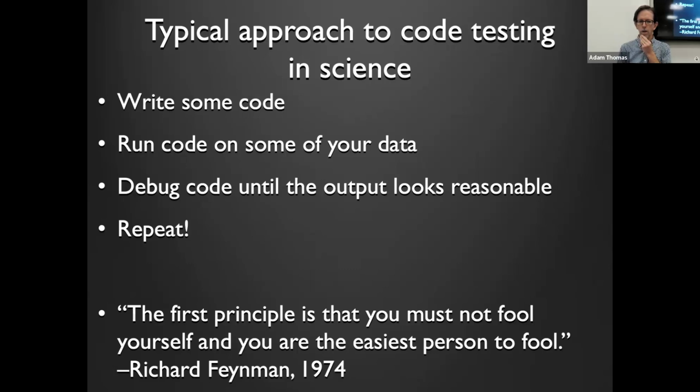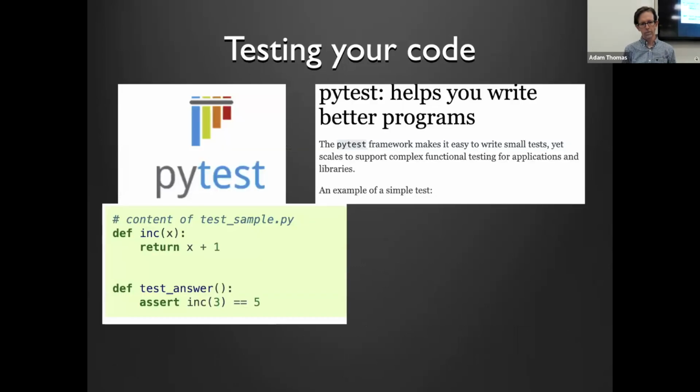And this really calls me back to the Richard Feynman quote. The first principle is that you must not fool yourself. You are the easiest person to fool. As soon as you see something that is reasonable, which is going to be highly affected by what your hypothesis about the data is, then you are going to stop debugging, which means the bugs you're going to miss are going to be the ones that create false positives.